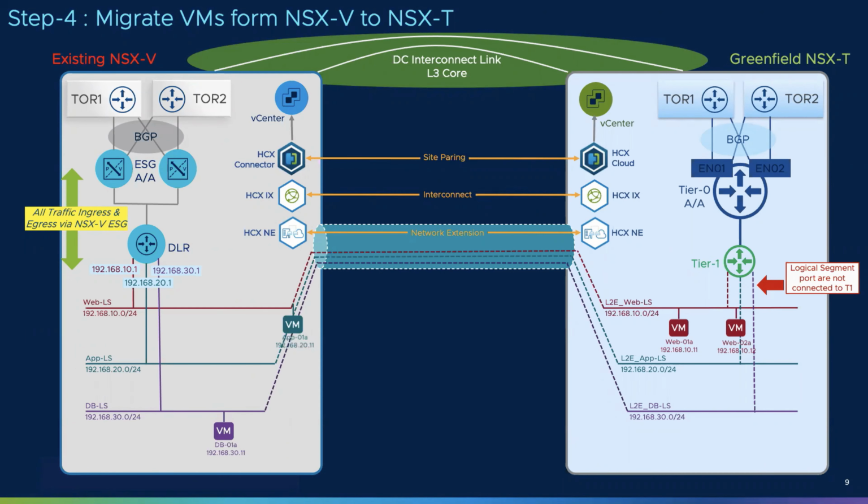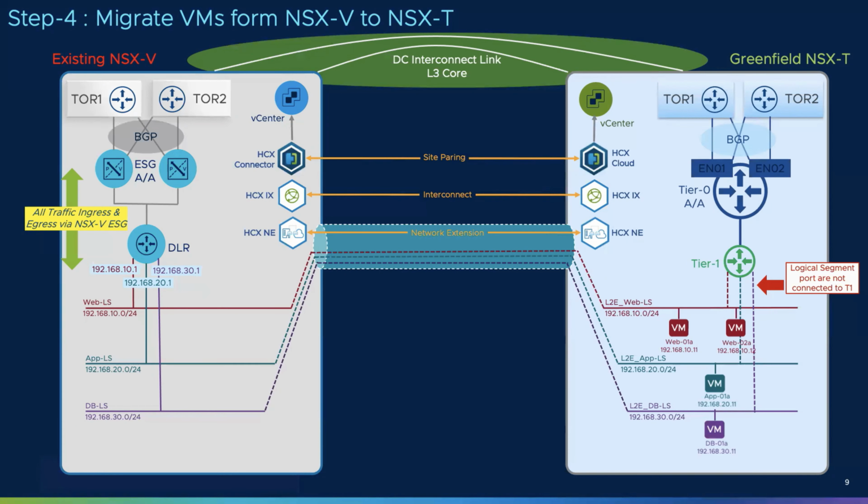As you can see, I will be migrating my VM from the web logical switch to the NSX T web logical switch, app logical switch, and database logical switch, all of which are NSX T. Whenever I'm doing my VM migration, all of the VMs are using the same IP address in the NSX, and that is the reason you don't see any downtime during this migration.